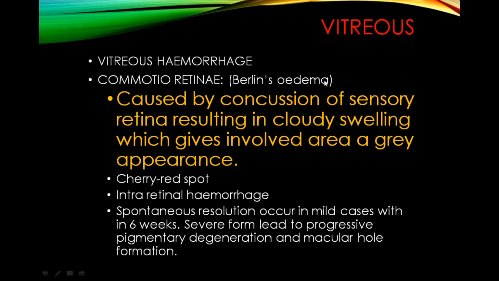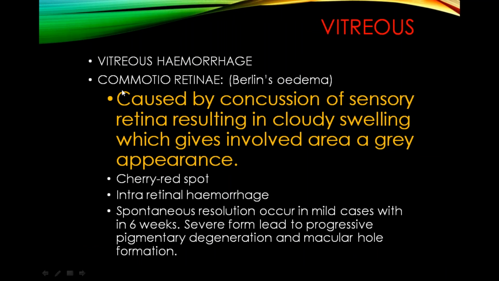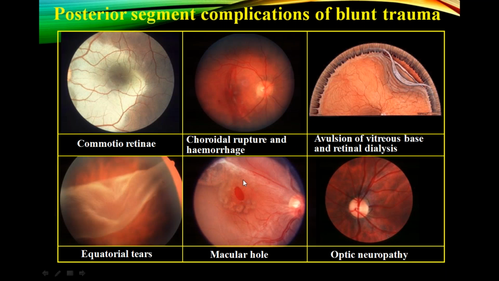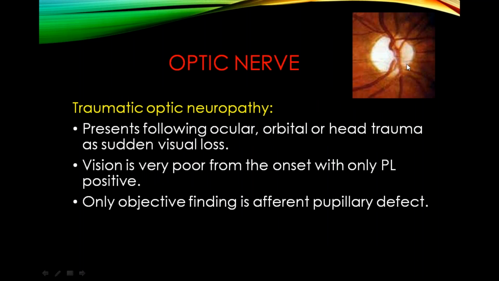It is also called Berlin's edema, caused by concussion injury of the retina, resulting in cloudy swelling, which gives the involved area a gray appearance, or sometimes you can also see a cherry red spot and a few intraretinal hemorrhages. Usually this edema resolves within a period of 6 weeks, and sometimes it can lead to pigmentary degeneration and macular hole formation, because of the traction in the vitreous. This optic nerve I have already discussed.